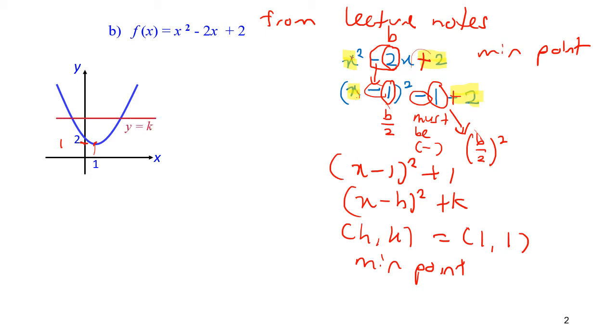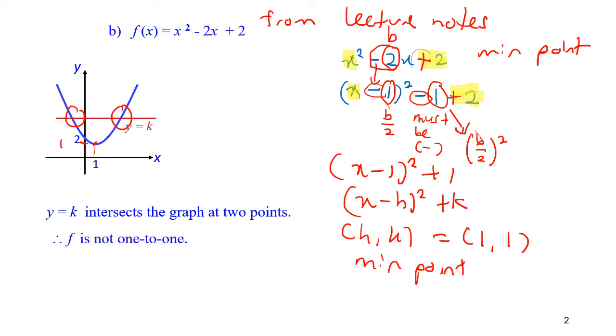And then we sketch the line y equals k. So this is for the horizontal line test. Don't forget to write the statement: y equals k intersects the graph at 2 points. Make sure you circle the 2 intersection points there. And then put the conclusion that the function f is not one-to-one. So this is the first question, that is to show not one-to-one.